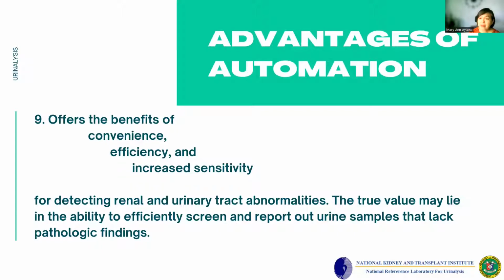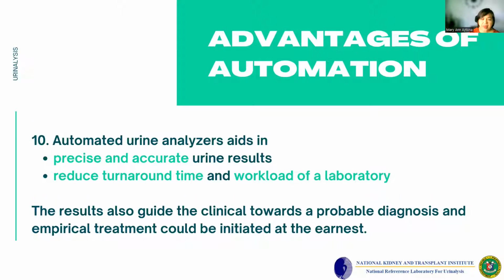It offers the benefits of convenience, efficiency, and increased sensitivity for detecting renal and urinary tract abnormalities. The true value may lie in the ability to efficiently screen and report out urine samples that lack pathologic findings. And automated urine analyzers aid in precise and accurate urine results, reduce turnaround time, and workload of a laboratory. The results also guide the clinician towards a probable diagnosis, and empirical treatment could be initiated at the earliest.